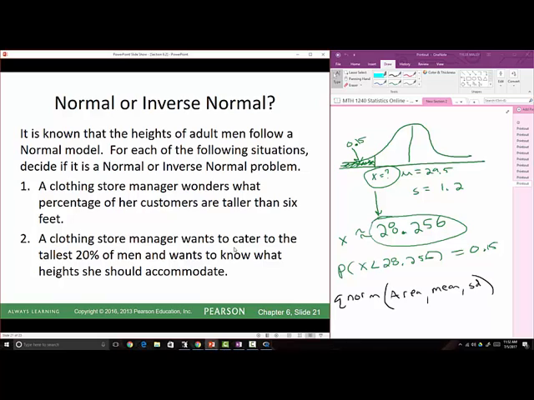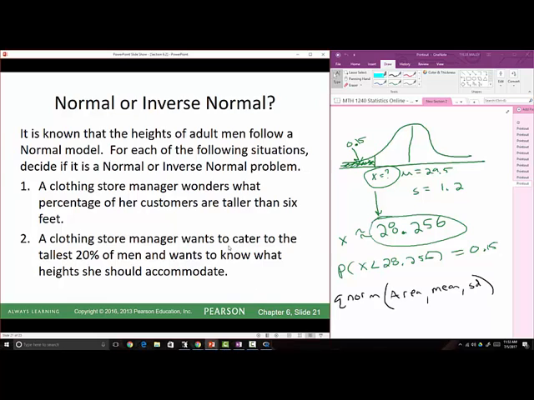Good. Something kind of difficult sometimes for students is, should I do normal or inverse normal? So I just want to walk through two examples and identify whether each is a normal or inverse normal problem. Number one says a clothing store manager wonders what percentage of our customers are taller than 6 feet. Number two is a clothing store manager wants to cater to the tallest 20% of men and wants to know what heights he should accommodate.